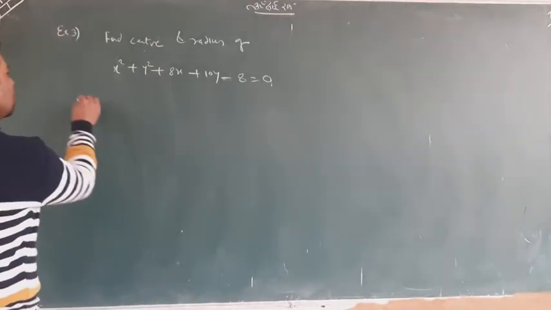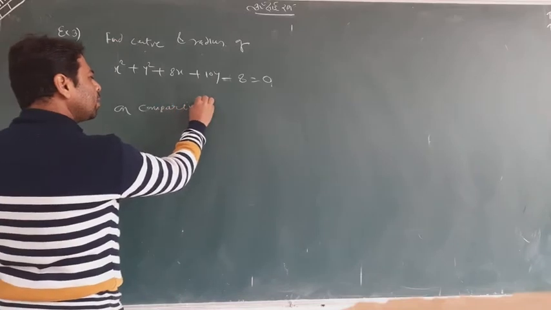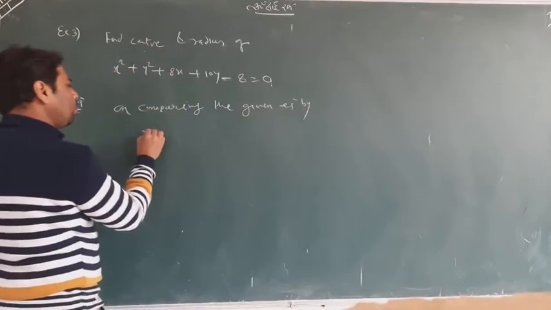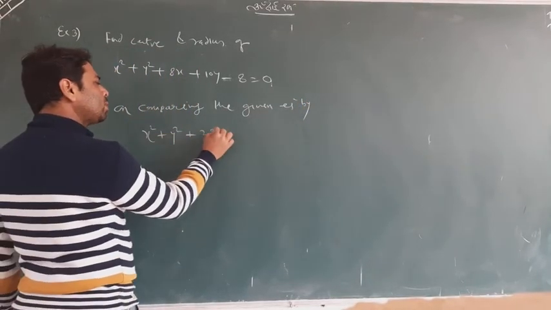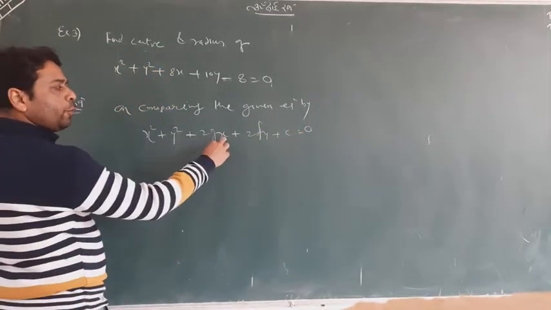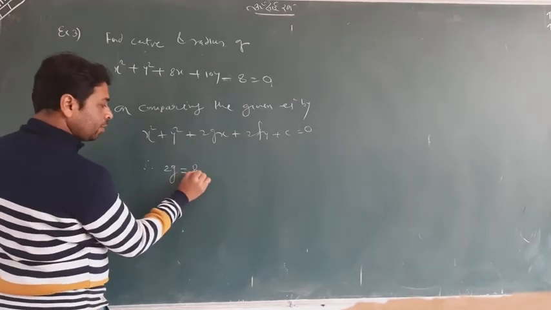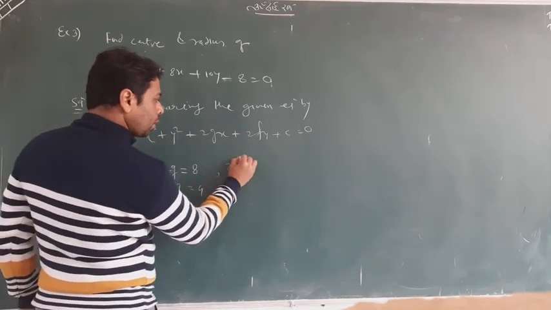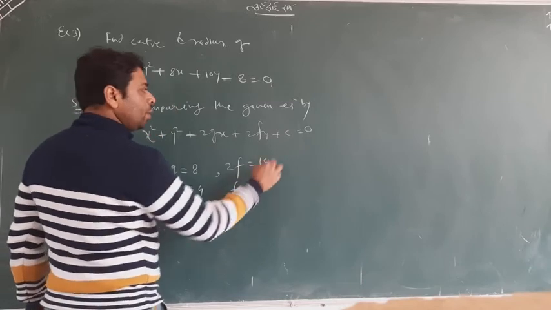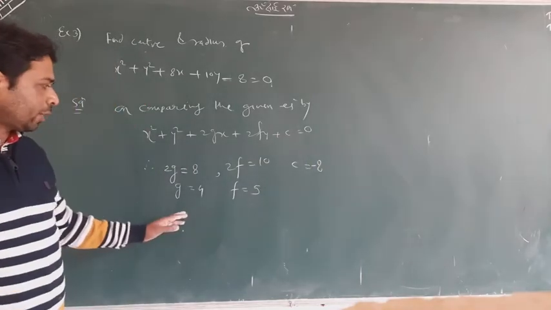So what will I do? First of all, I will compare. On comparing the given equation with the general form. What is the general form? You know, x square plus y square plus 2gx plus 2fy plus c equals 0. So the coefficient of x is 2g. The coefficient of x is 8. So g will be 4. The coefficient of y is 2f. The coefficient of y is 10. So f will be 5. Then c will be minus 8. You have found out everything: g, f, c.